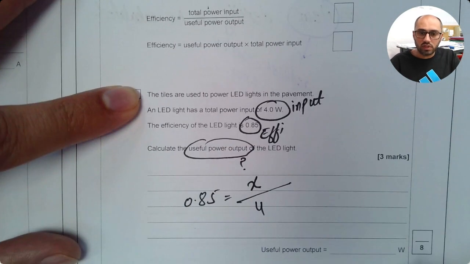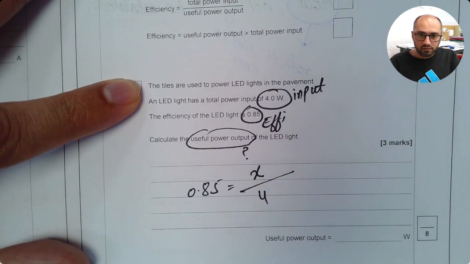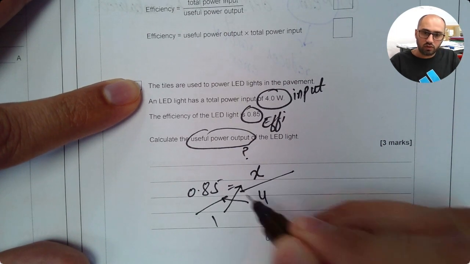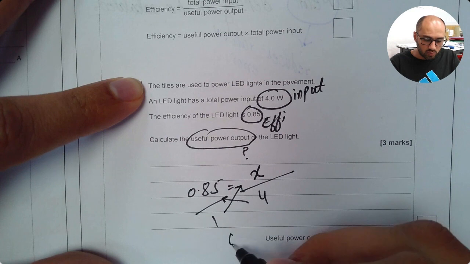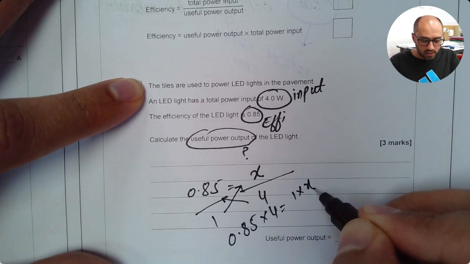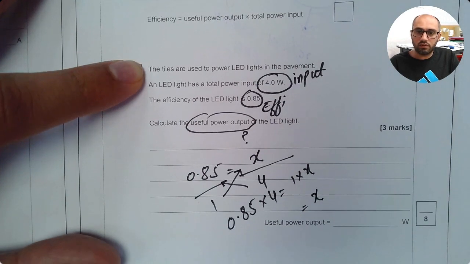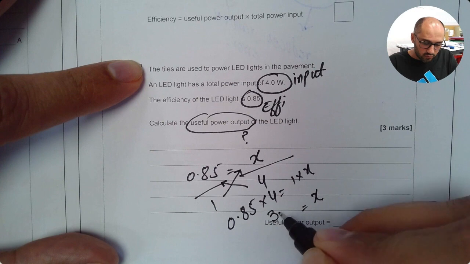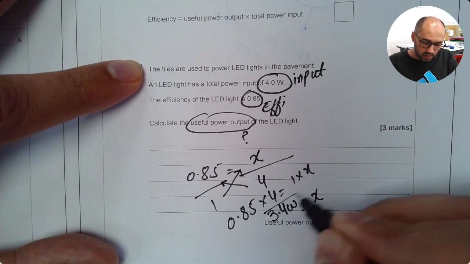Now you have to solve this equation. To simplify it for yourself, you can put 1 in the denominator and you can cross multiply this. If you cross multiply, you will end up with 0.85 times 4 equals 1 times X, which is basically X on the right side. And if you multiply the two numbers on the left, you'll end up with 3.4 watts. And this is my answer.